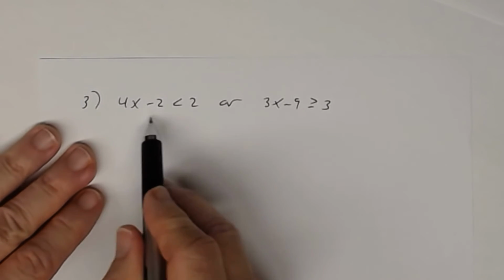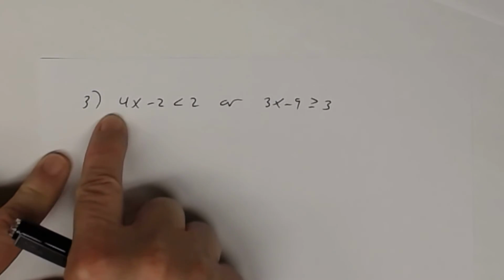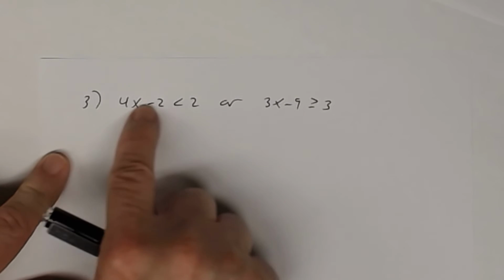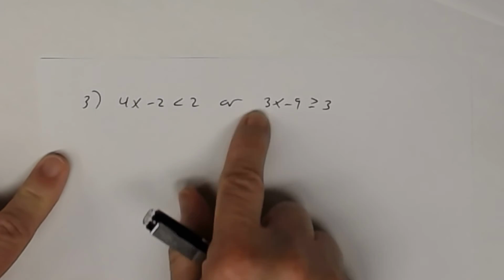All right, so we have to solve each one individually. Now remember, when solving an OR statement, any solution here, so that's an OR statement, right? So your solution to this compound inequality would be any solution that's here or any solution that's here.